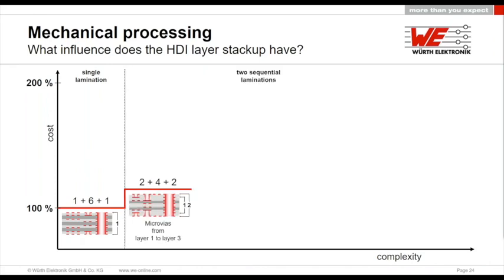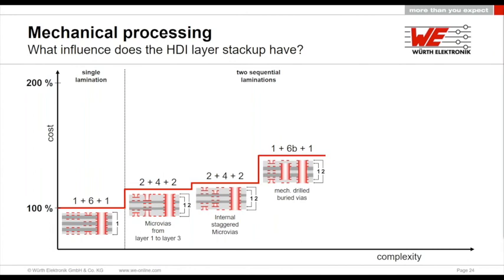If you want to add more microvias, for example microvias which go from layer 1 to layer 3 in one process, you need to do sequential laminations. So we have 2 pressing steps here. Or if you have inner layer microvias, then we also need to do 2 sequential laminations.